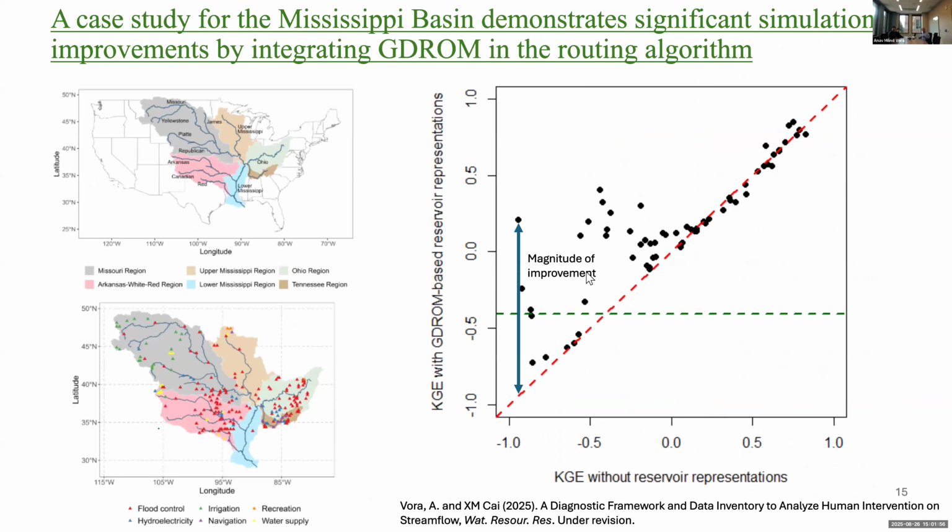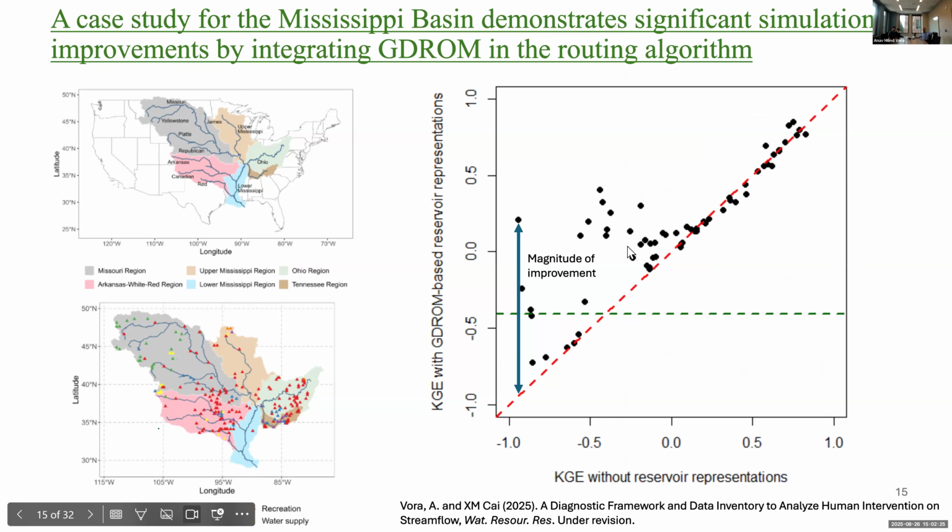Okay, so now we move to a big basin model. We couple GDROM with the Mississippi River Basin. From this figure, you can see that there are many reservoirs. Most of the reservoirs are located on the tributaries of the Mississippi River, and these reservoirs are used for different purposes.